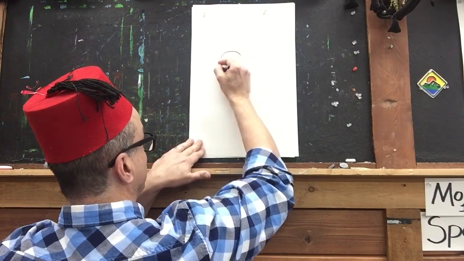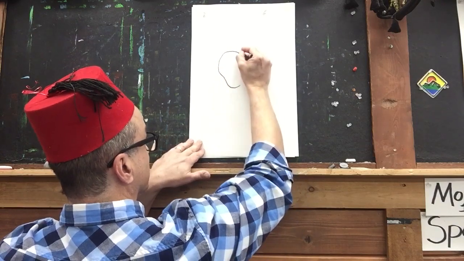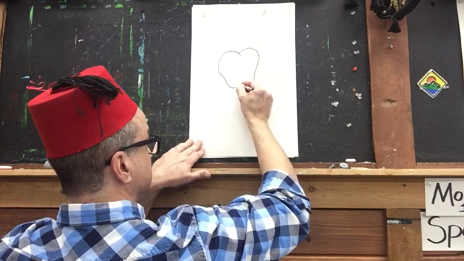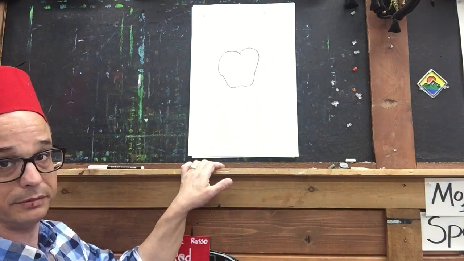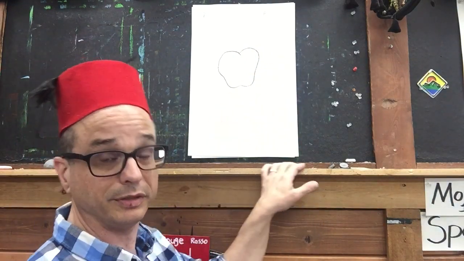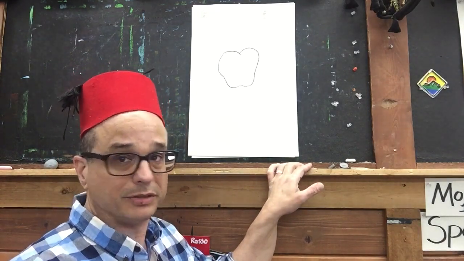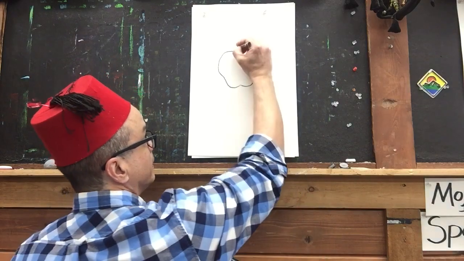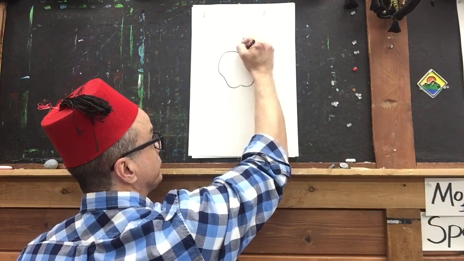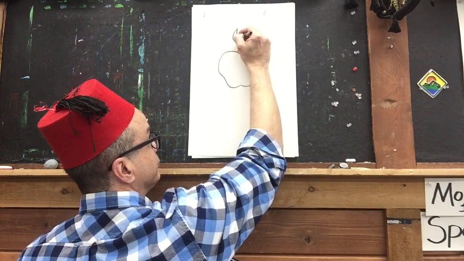I'm going to make my apple this way. It looks kind of like two halves stuck together. Apples are not usually perfectly round. Every once in a while you find a good one. But it's something from nature. It's not going to be perfect. I'll give it a little stem and a leaf.